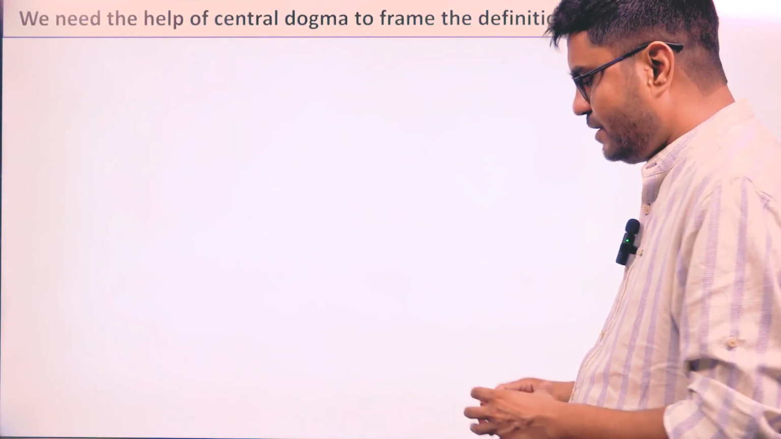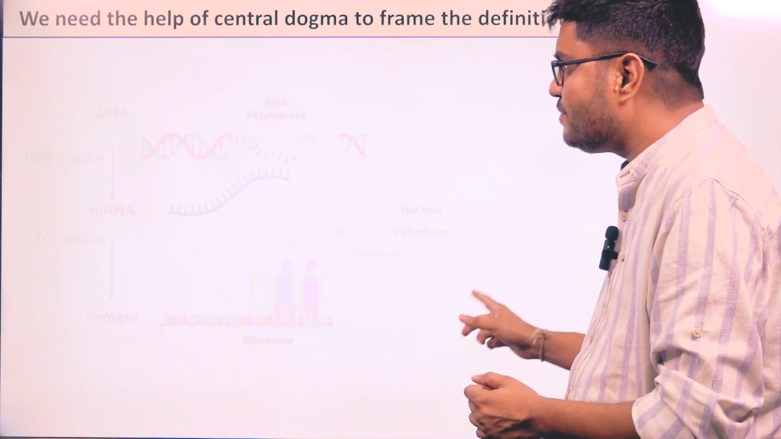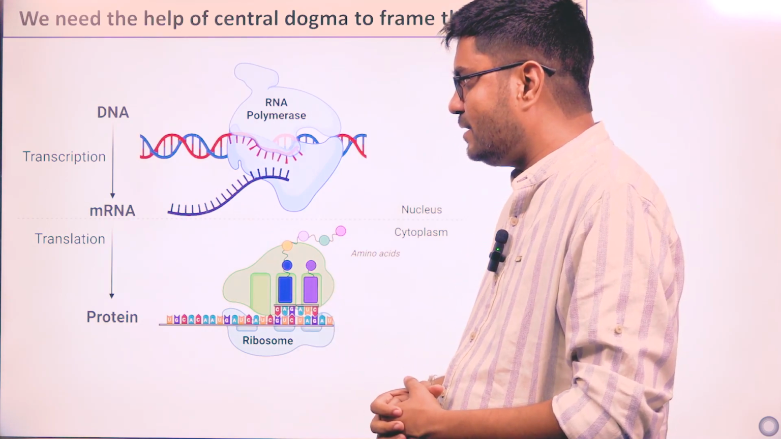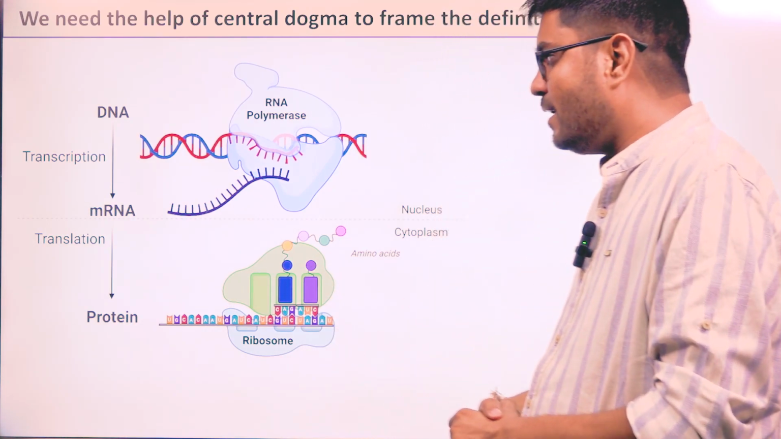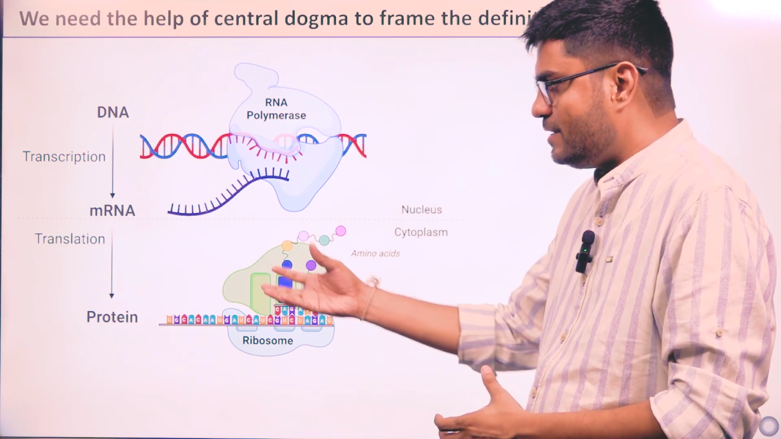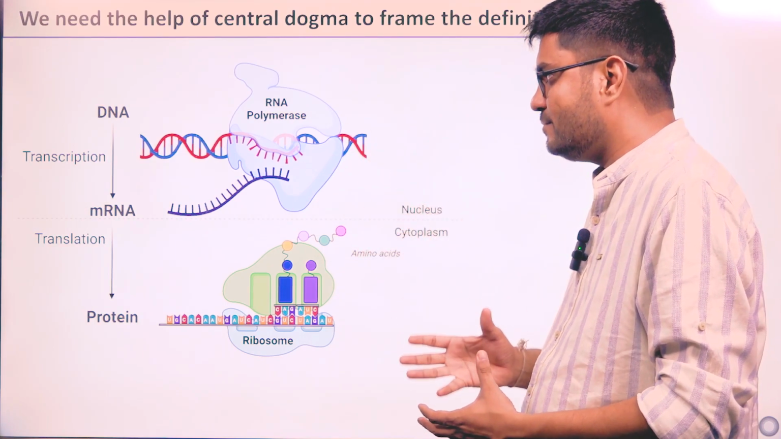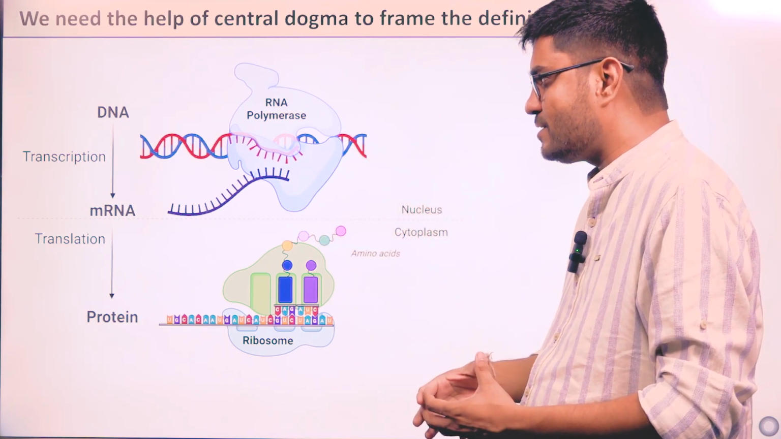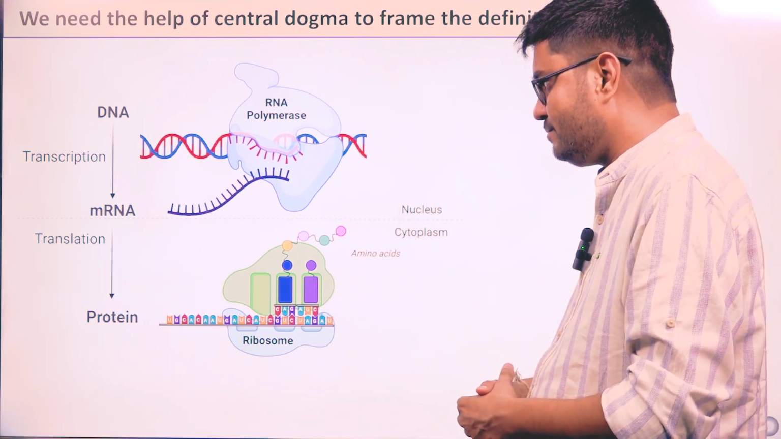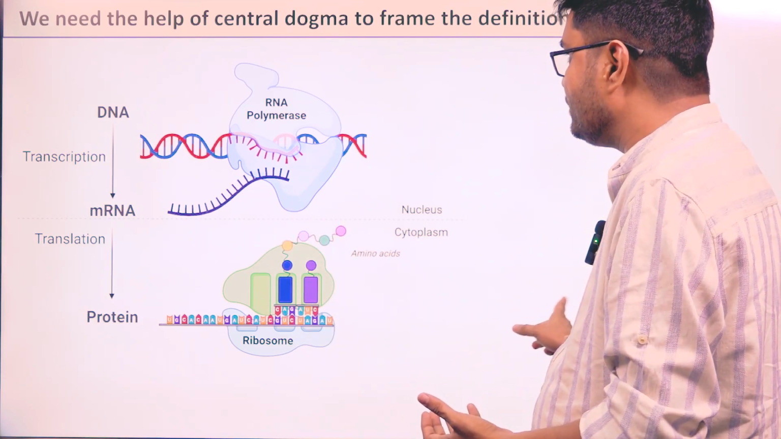To make the definition, we need the help of the central dogma, which says that the DNA after transcription gives us mRNA, and with the help of the process of translation, the mRNA gives us protein. So RNA polymerase helps in the process of transcription to create mRNA, and the ribosome and other machinery do the process of translation to give us proteins.